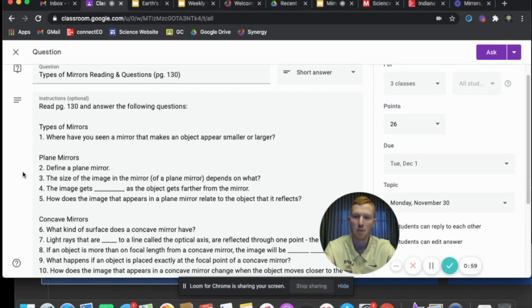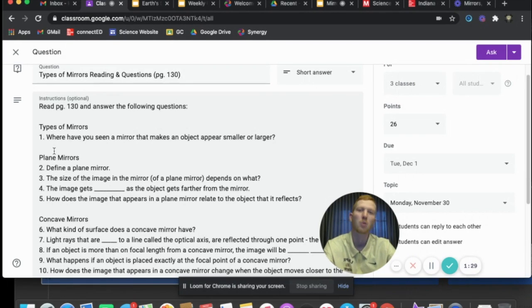If we take a look at number 1, that's the only one I really want to go over with you here, so then you can go ahead and get started. It says, where have you seen a mirror that makes an object appear smaller or larger? Hopefully the hint that I posted for that one is helpful as well. But think about if you're sitting in your parents' vehicle, maybe in the front seat, and you look at the rearview mirror, what does it say? What is the text that it says on the bottom of that rearview mirror? If you have no idea right now, that's totally fine.